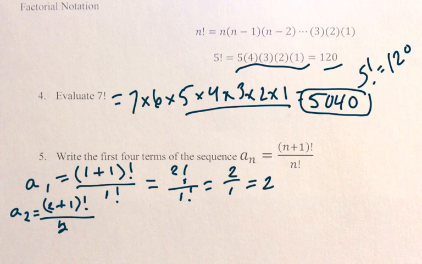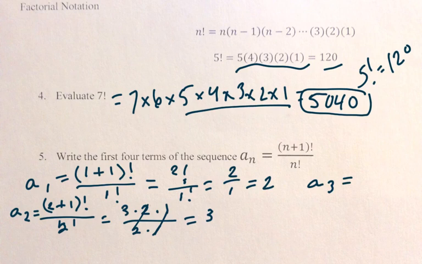Okay, when I do a sub 2, we get (2 plus 1) factorial over 2 factorial. Well, that's going to be 3 factorial. Let's think about what that is. 3 times 2 times 1 over 2 times 1. These cancel. All that's left is a 3. So if we keep doing this, we're going to notice that a sub 3 is going to be equal to 4. And a sub 4 is going to be equal to 5.